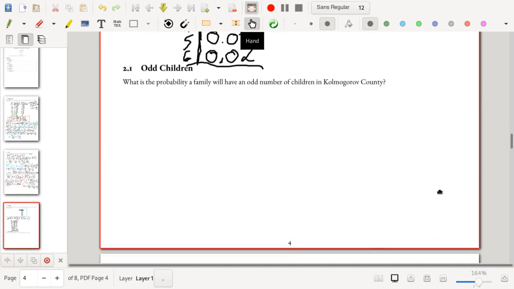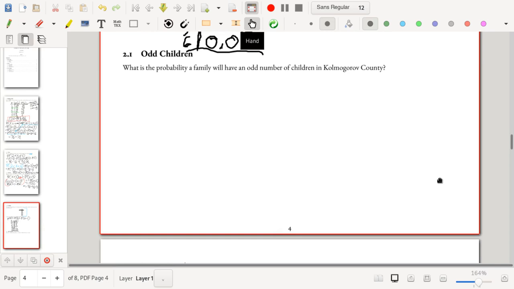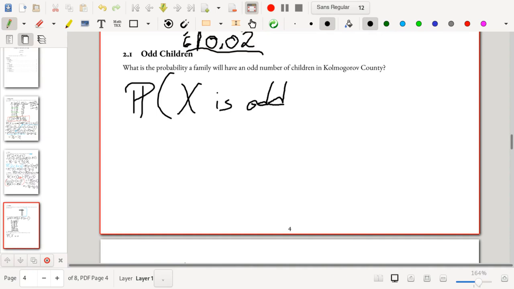Okay, next part, odd children. What is the probability a family will have an odd number of children in Kolmogorov County? All right, so that's the probability that X is odd. I'm going to write this in a very strange way, but that's because I want to make a point.